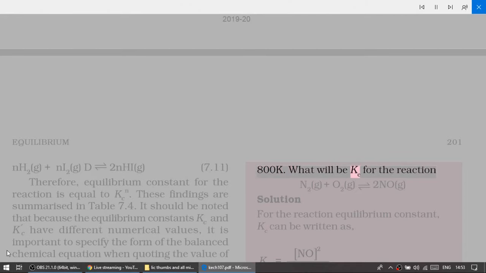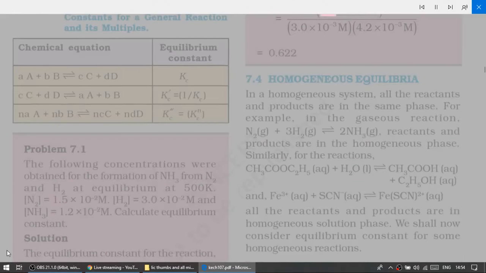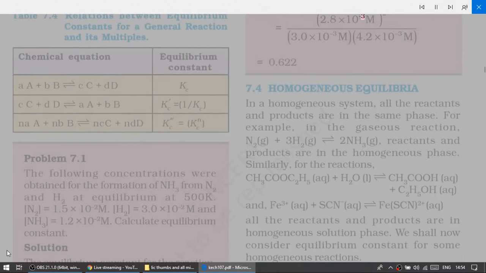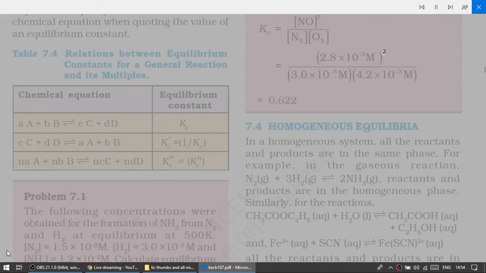What will be Kc for the reaction N2(g) + O2(g) ⇌ 2NO(g)? Solution: for the reaction, the equilibrium constant Kc can be written as Kc = [NO]² / ([N2][O2]).